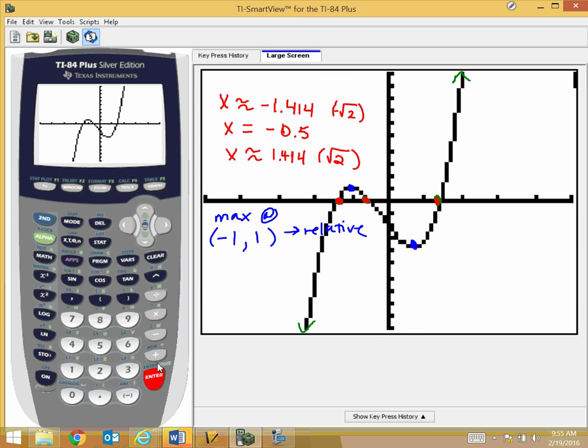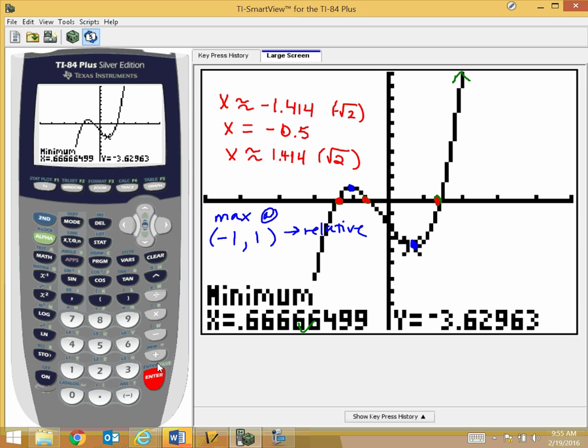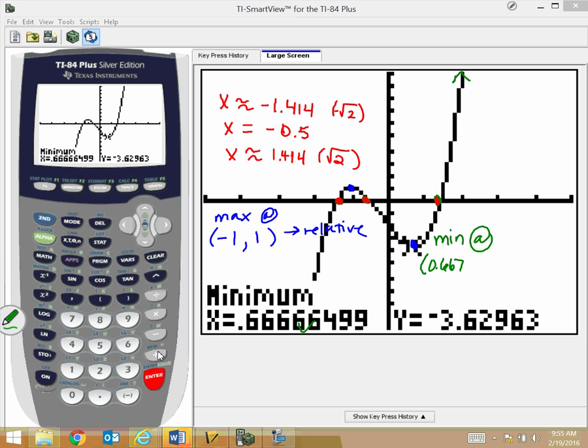Hit enter and then enter one more time for the guess. And I see that the minimum is at 0.667. If I was going decimals, or fractions rather, that would be probably 2/3, comma, -3.630 if I round properly. So I'd have to stick with decimals there because I don't have a fraction equivalent of that.